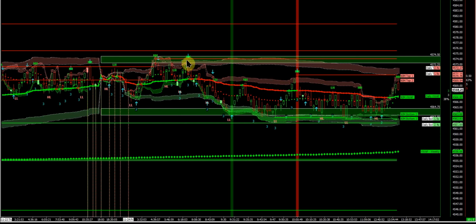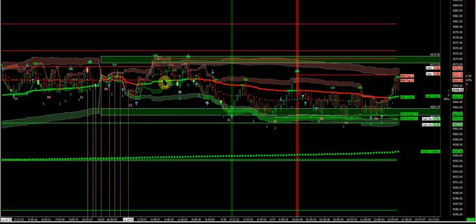If you took two contracts, for the first one you're targeting your 90 or your daily VWAP. This is the daily VWAP right here. The 90 minutes is the dotted line; the daily one is the solid one. So you're targeting that, and you can take one contract off.